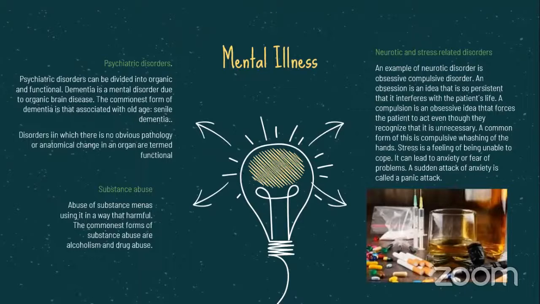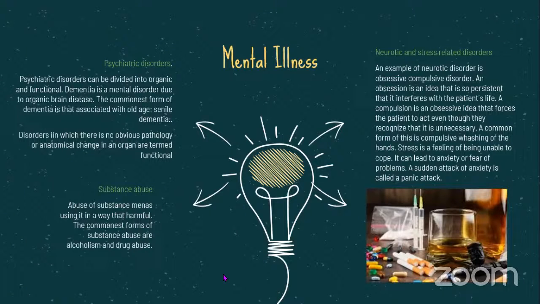Let's continue then. We're going to talk about mental illness today. For this, I'm going to ask Carla to read the first part. Mental illness. Psychiatric disorders can be divided into organic and functional. Dementia is a mental disorder due to organic brain disease. The commonest form of dementia is that associated with old age, senile dementia. Disorders in which there is no obvious pathology or anatomical change in an organ are termed functional.